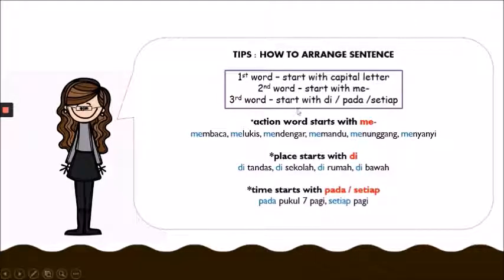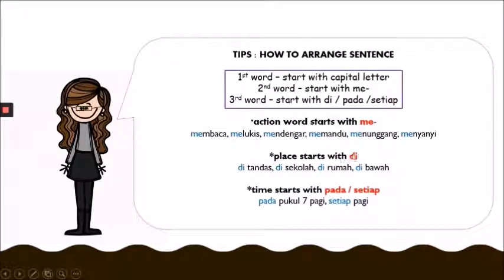Okay, so those words will either start with di, pada, or setiap. Di will stand for at or in, and pada also stands for at, but it's for a time like at 7 o'clock or 8 o'clock. And setiap means every, okay? So let's look at some of the examples here, okay?